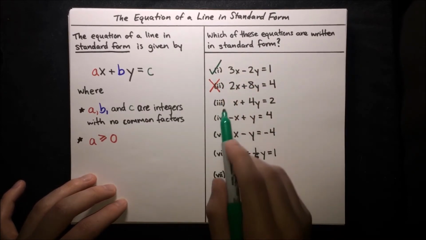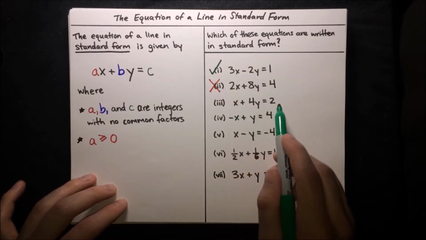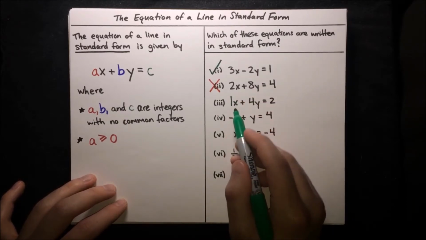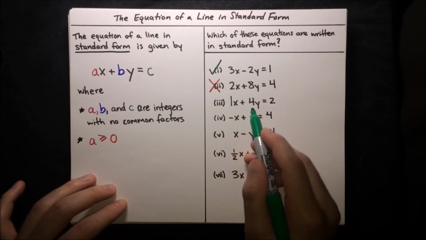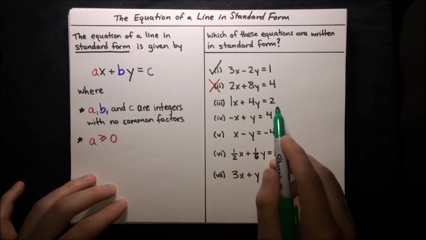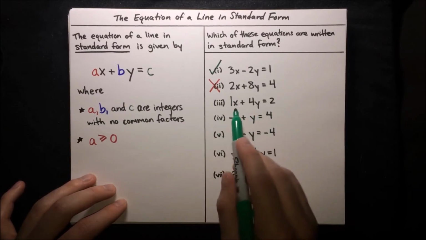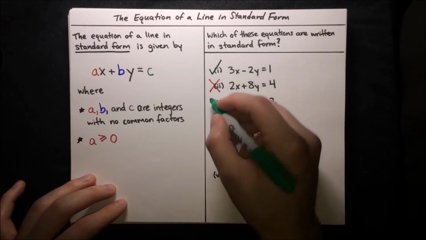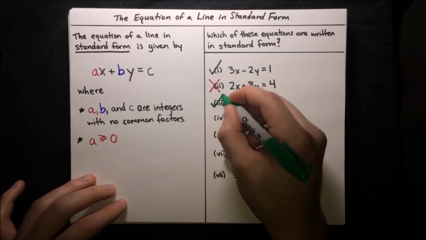Okay, now how about this one? x plus 4y equals 2. So a is 1 here, 1x, and then we see that b is 4, c is 2. So a, b, and c are integers, definitely, 1, 4, and 2. Do they have no common factors? Yeah, 1, 4, and 2 don't share any common factors. So good, this is in standard form.